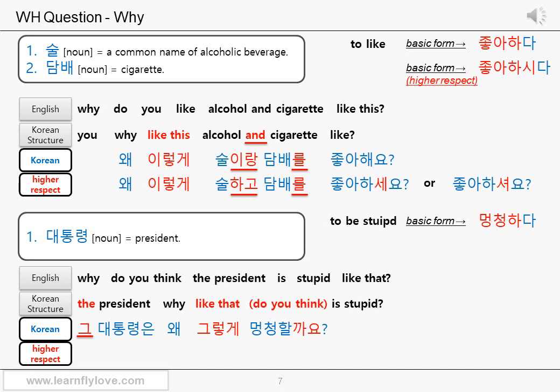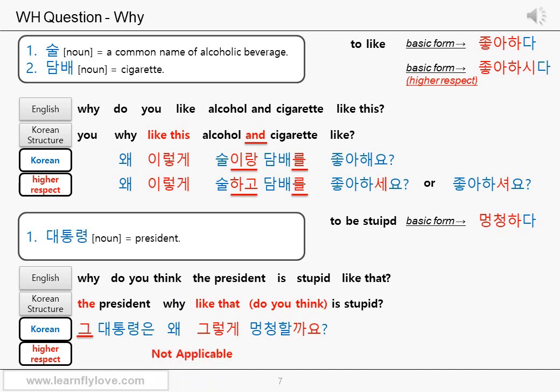그 대통령은 왜 그렇게 멍청할까요? 저 대통령은 왜 저렇게 멍청할까요? Why do you think the president is so stupid or stupid like that? 그 대통령은 왜 그렇게 멍청할까요?